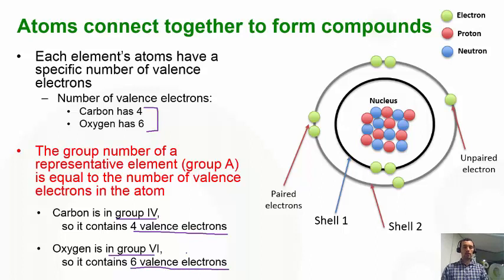However, this is telling us the number of valence electrons. It's not telling us the number of unpaired valence electrons, which is what we really need to know to work out how it's actually going to bond.